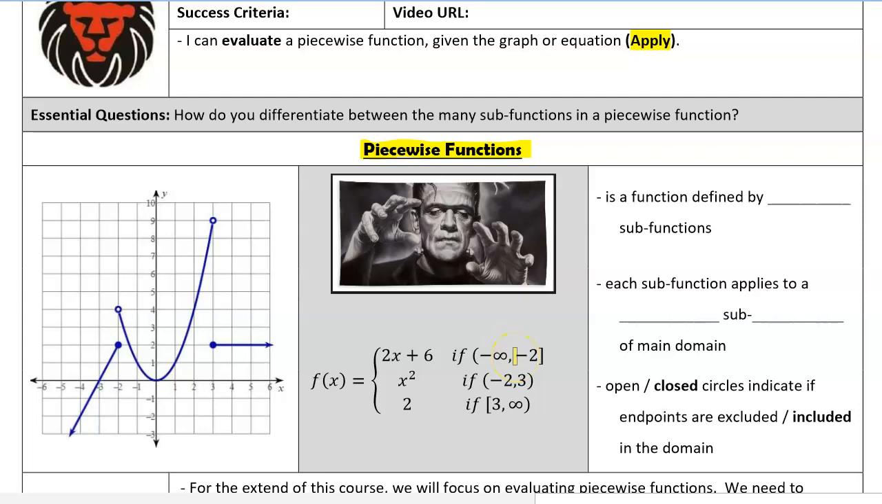And these piecewise functions are very similar: they are pieces of other functions that are stitched together to make a whole graph. So a piecewise function is a function defined by multiple subfunctions, with each subfunction applying to a specific subinterval of the main domain. So let's take a little bit deeper look into how this equation turned into this graph.